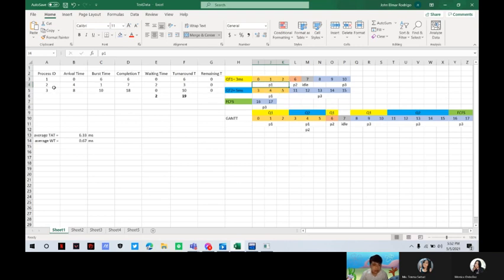Then we put process ID 2 in number 6 because process ID 2 has burst time of 1. So quantum time 1 has 3 milliseconds and the burst time of process ID 2 is only 1, so we put it into quantum time 1.